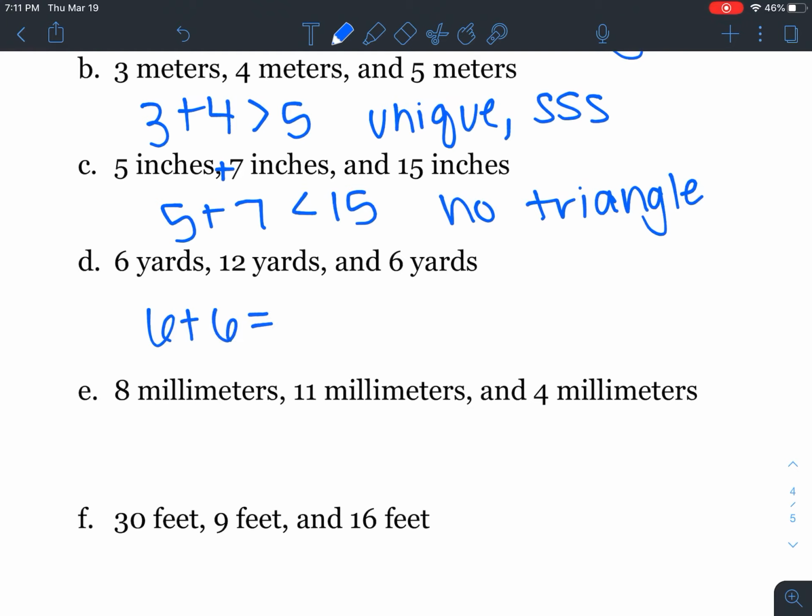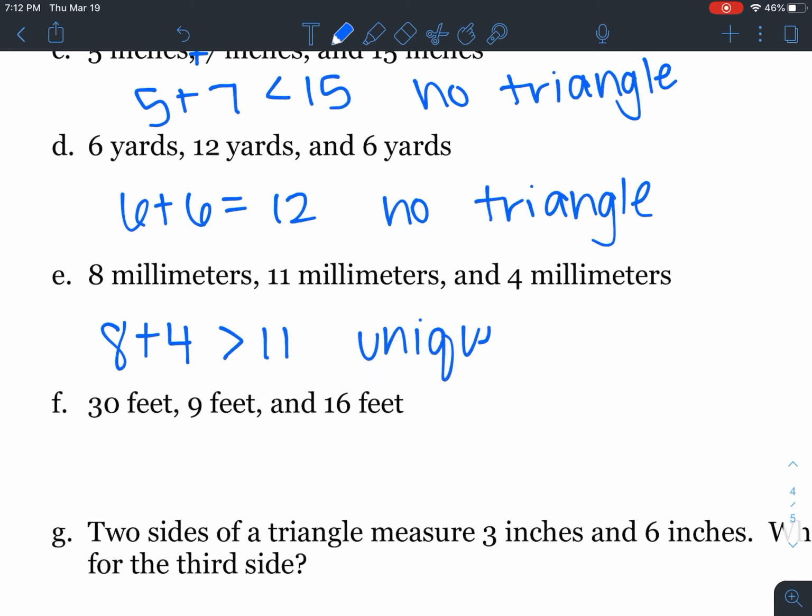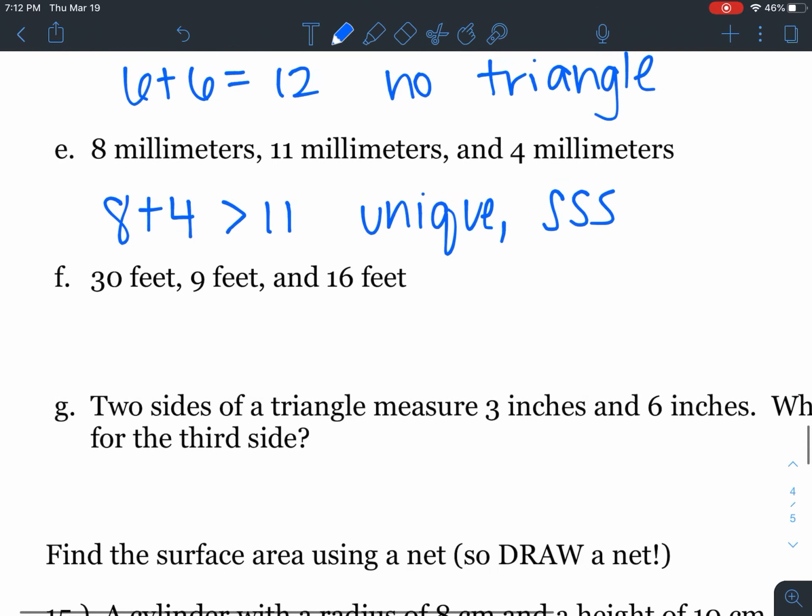6 plus 6 gives us exactly 12, no triangle. 8 and 4 would be the two smaller sides. That's bigger than 11, so that would be unique because side, side, side. Last one like that, 9 and 16 are the two smaller sides. That gives us 25, so that's smaller than 30, no triangle.